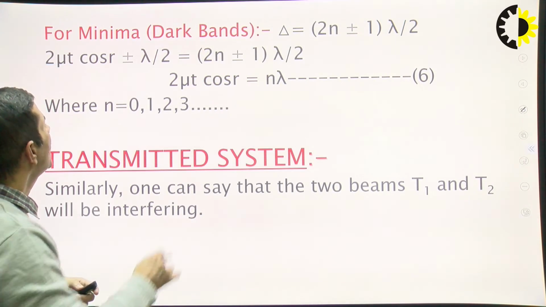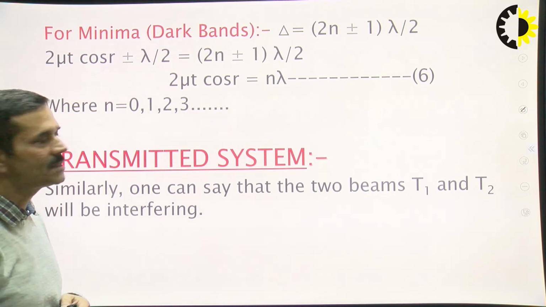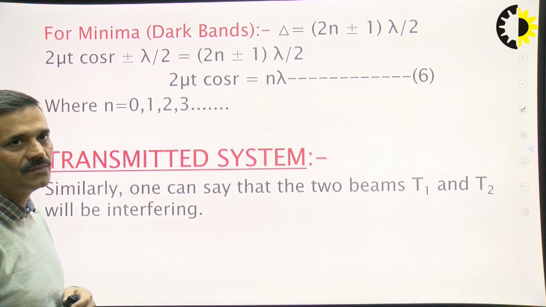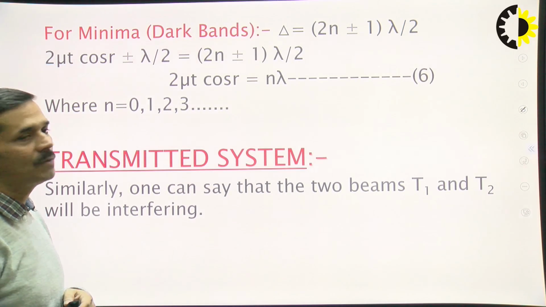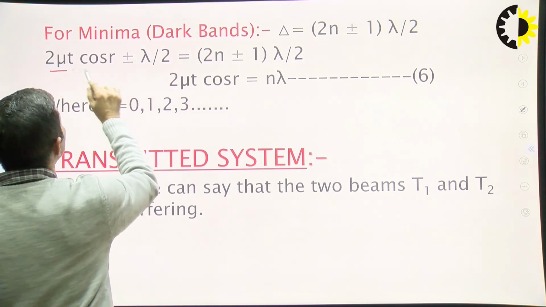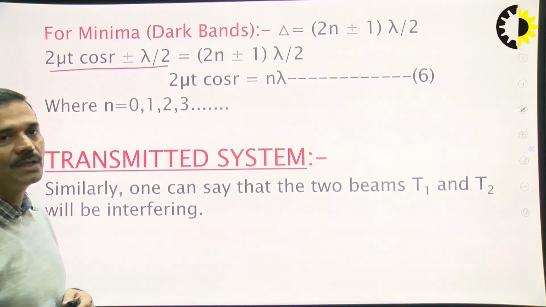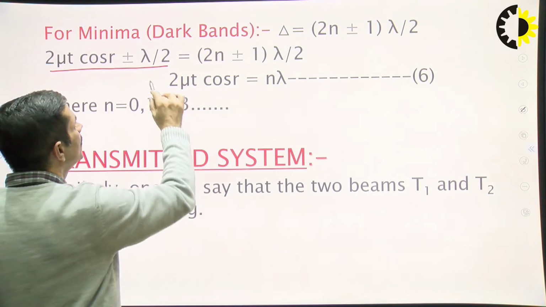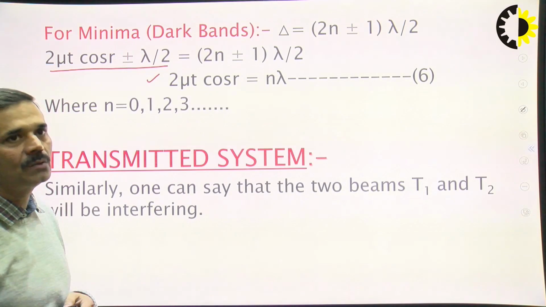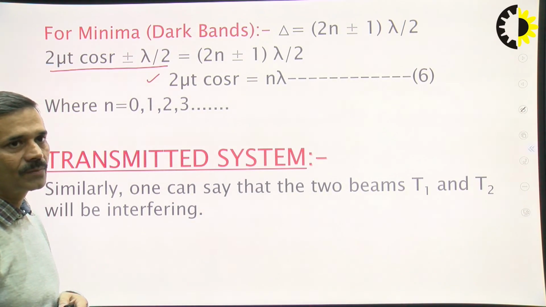Similarly, we can have the condition for dark bands, that means the condition for destructive interference. For destructive interference, as we know, the path difference should be an odd multiple of lambda by 2, and in our case the path difference is 2 mu T cos R plus minus lambda by 2, so that should be equal to (2n plus minus 1) into lambda by 2. Finally we will have this condition 2 mu T cos R equal to n lambda, which is the condition for the dark bands or destructive interference.